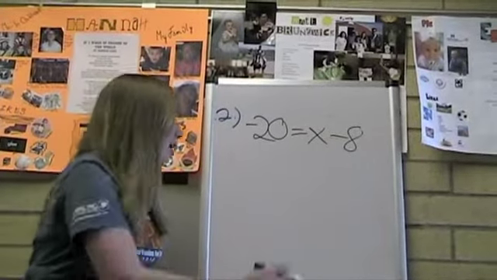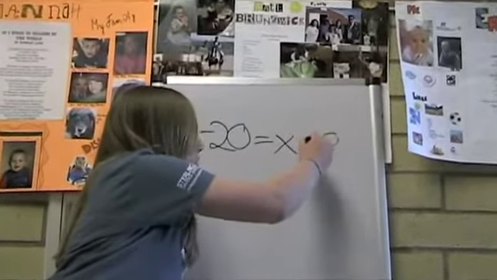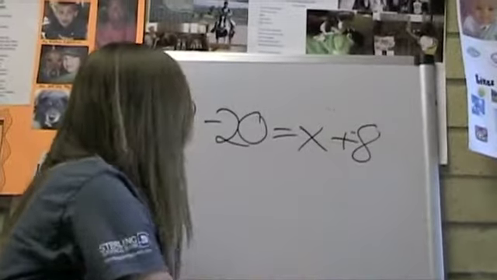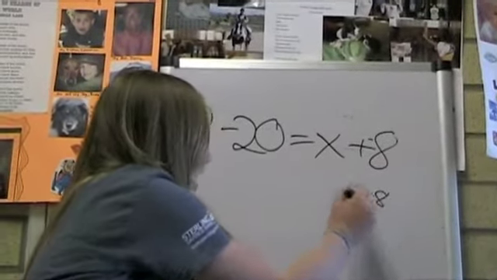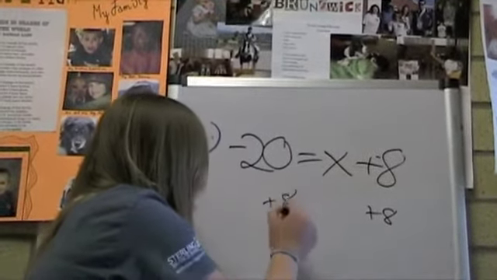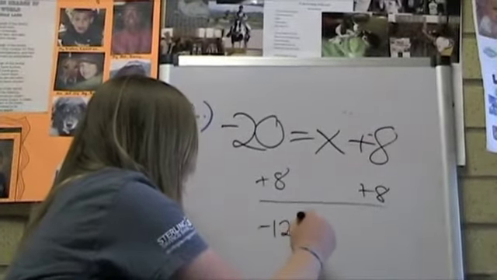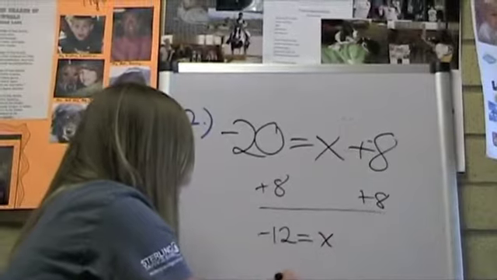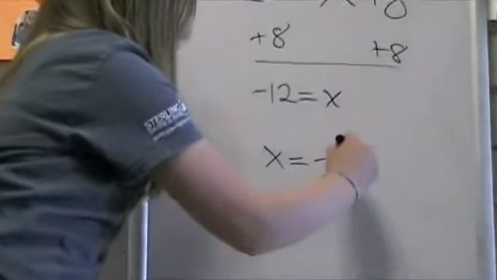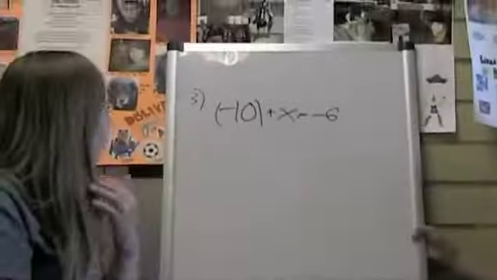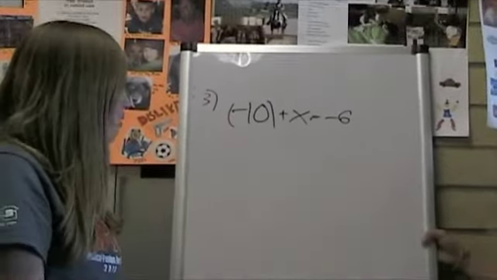Or x minus 8. What I always do is do plus negative 8. Now I'm going to add 8 to each side. And that's going to be negative 12 equals x. So x equals negative 12. And that's the answer. Okay, number 3 is negative 10 plus x equals negative 6.